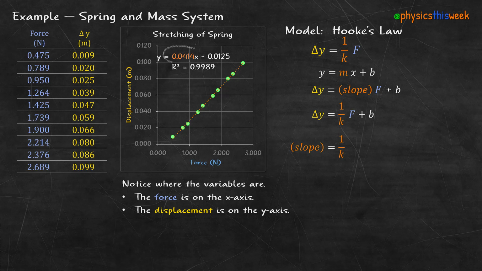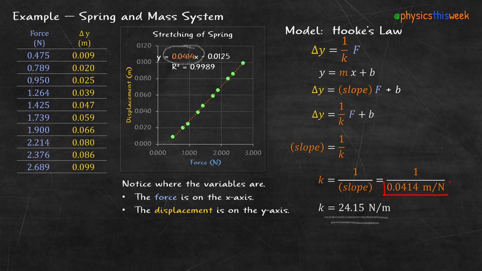Solving for the spring constant gives us k equals 1 over the slope equals 1 over 0.0414 meters per Newton. Putting it into our calculator and flipping the units into the numerator gives us the final result. K equals 24.15 newtons per meter. This likely has too many significant digits, but we can fix that later.